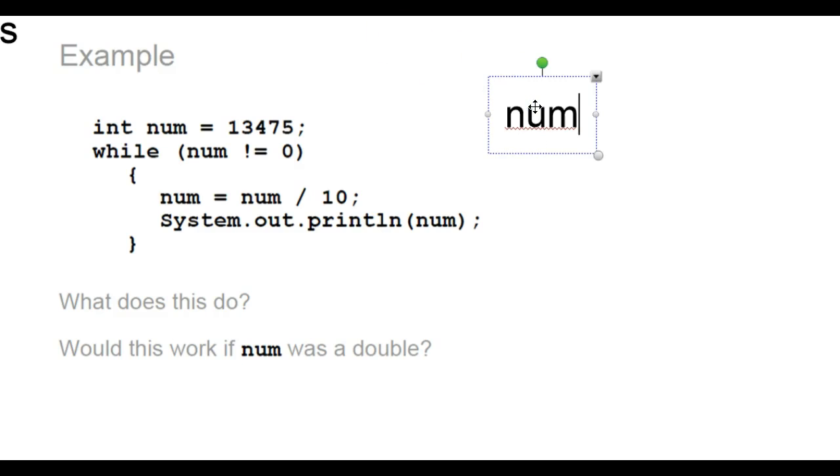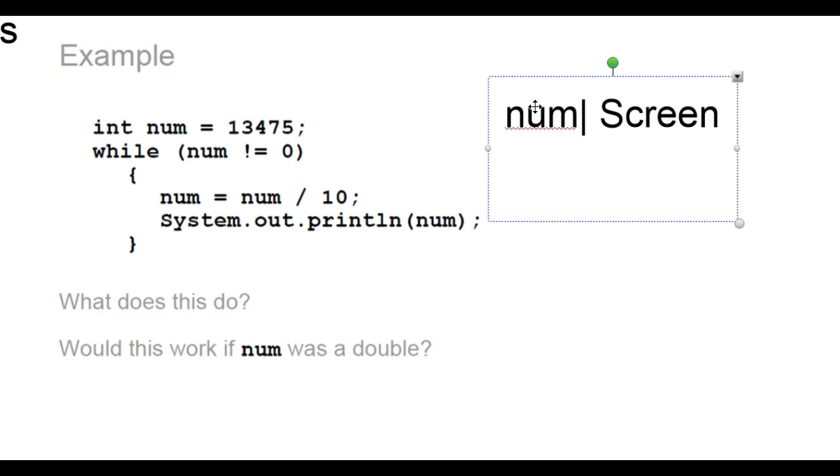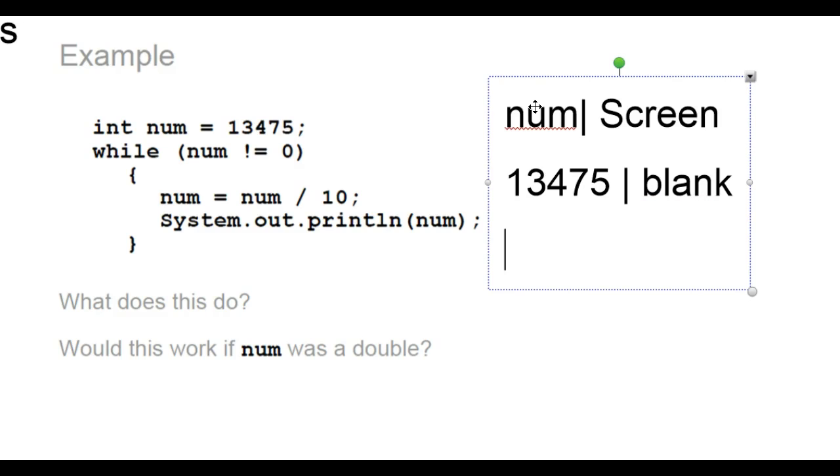We should have a spot for num. We should have a spot for the screen. And that's it. That's the only thing that's changing. So when this first starts, num is 1, 3, 4, 7, 5. It doesn't equal 0, and the screen is blank. So you should have had that in there, that the screen is blank. Some of you did not, but you should have that in there.